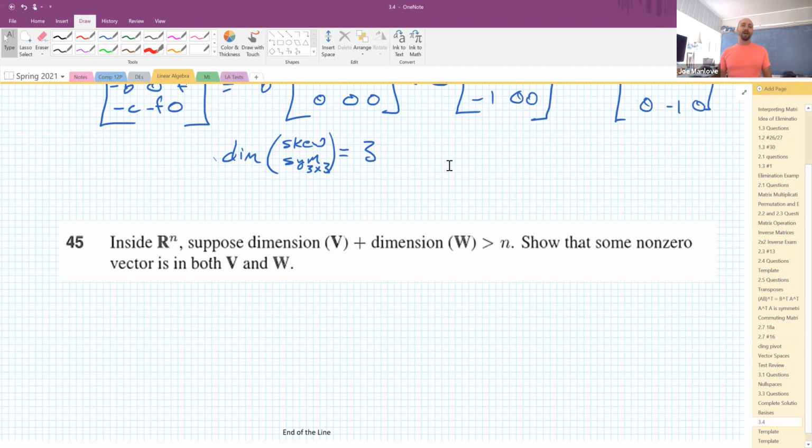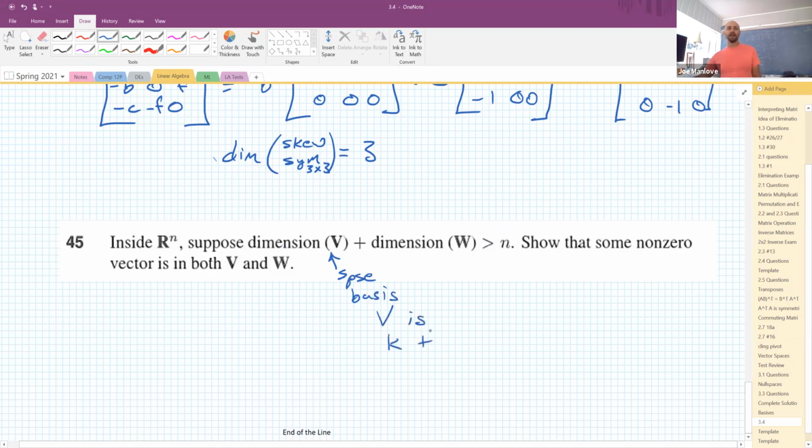So the way I'm going to do that is I'm going to say, all right, if they add up to too much stuff, what that means is that there's a basis for V and a basis for W. So let's suppose that a basis for V is k things, right? So that's going to mean that V is the span of a set of vectors v1 through vk.